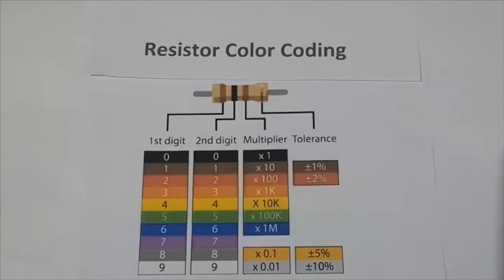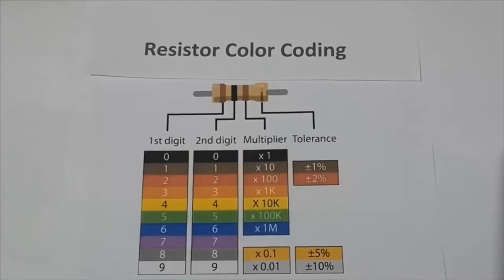Black is equivalent to 10 raised to the 0 power or times 1. Brown is times 10, red is times 100, orange is times 1000, yellow is times 10,000, green is times 100,000, and blue is times 1,000,000. Gold is times 0.1 and silver is times 0.01.